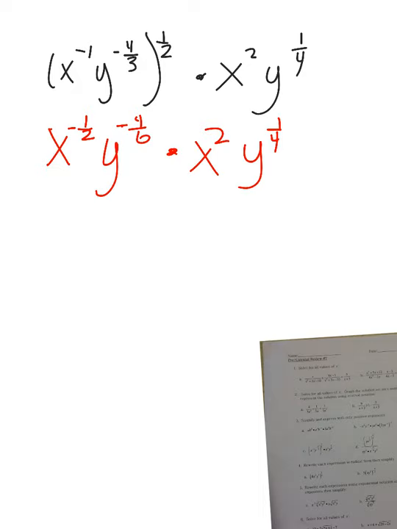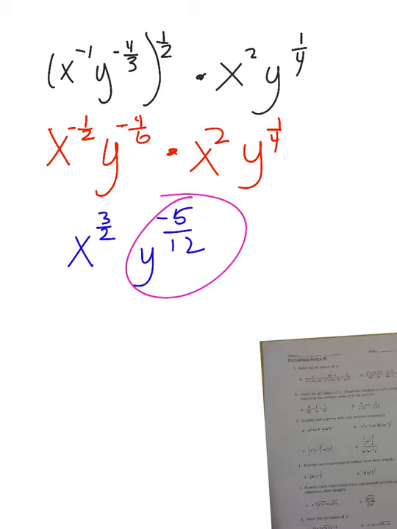Okay, so let's take care of our x's. So I have x to the negative 1/2 times x to the 2. So remember, we add the exponents when we multiply. So that's x to the 3/2 power. And y to the negative 4/6 times y to the 1/4 is y to the negative 5/12. And then this here will go into the denominator, so it's x to the 3/2 over y to the 5/12 power. Okay, so let's take a look at 3D.